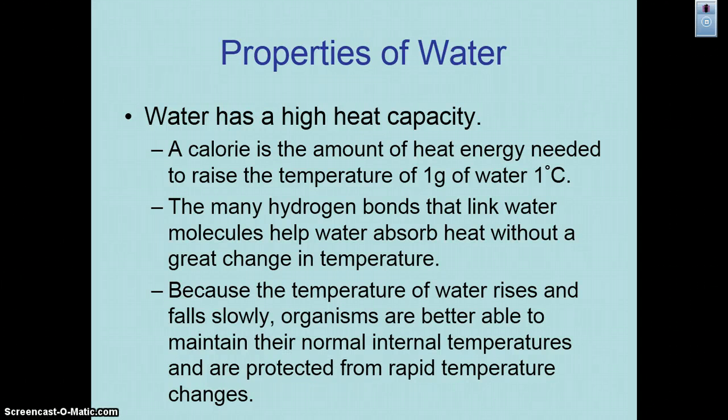This allows organisms to maintain their internal body temperatures, because the temperature of water will rise and fall slowly, and this helps protect us from rapid changes in temperature. So if it's very hot outside or very cold outside, we can go outside without fear of freezing or boiling away the water that we have in us.